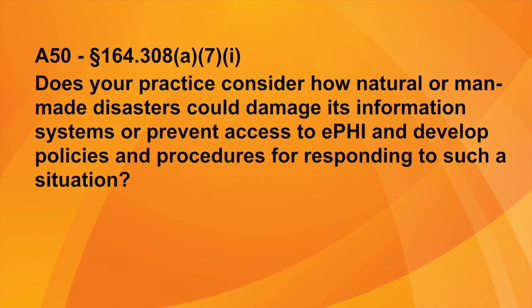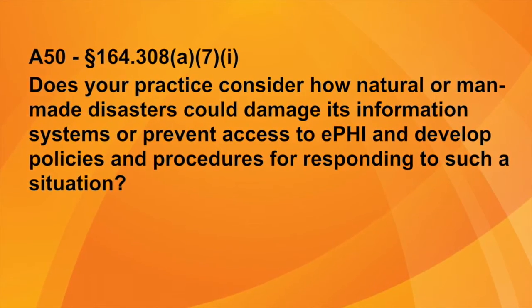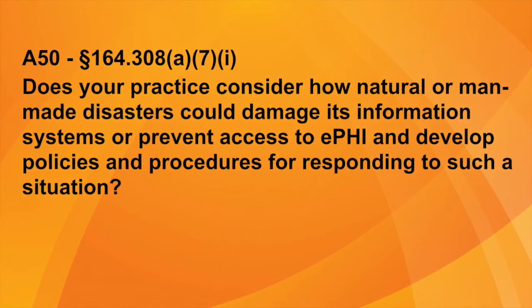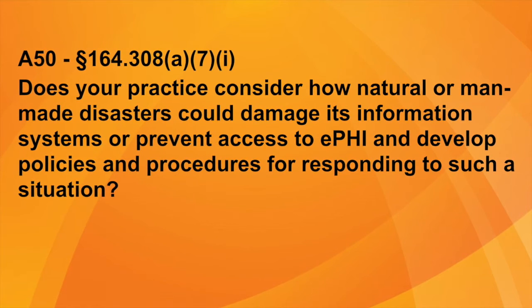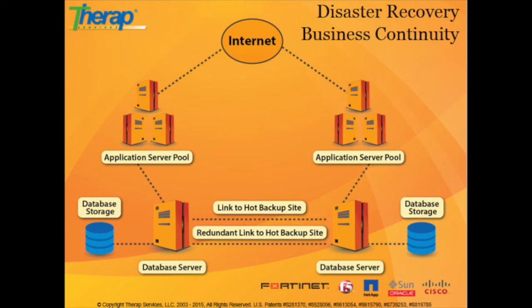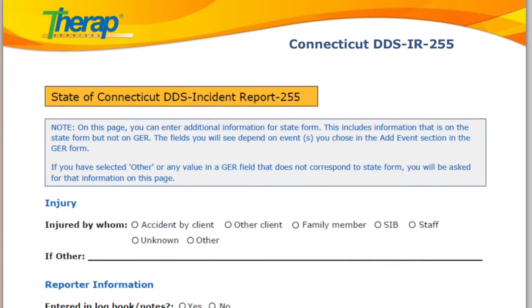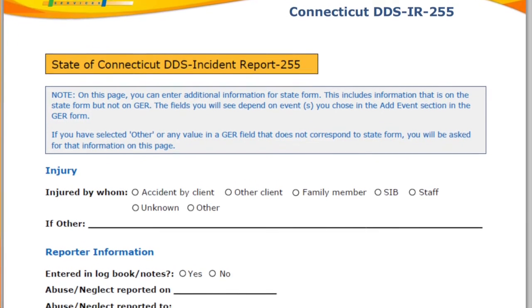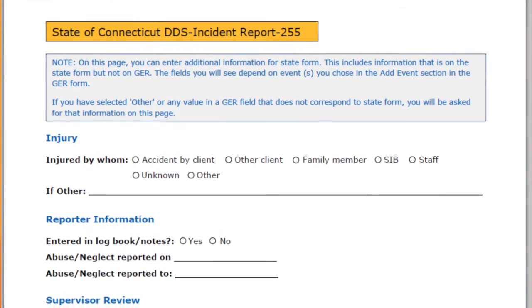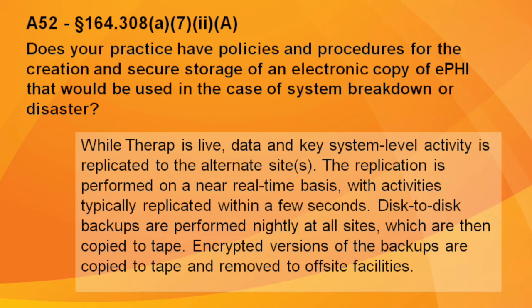Does your practice consider how natural or man-made disasters could damage its information systems or prevent access to ePHI and develop policies and procedures for responding to such a situation? As far as disaster recovery, we actually get this question a lot. Therap has 2 different sites and multiple servers where we're backing up the information continuously. We offer offline forms for all of the modules in Therap. Should the system go down, you can always add information to the offline forms and then upload them to Therap right after. Does your practice have policies and procedures for creation and secure storage of an electronic copy of ePHI that would be used in the case of a system breakdown or disaster?